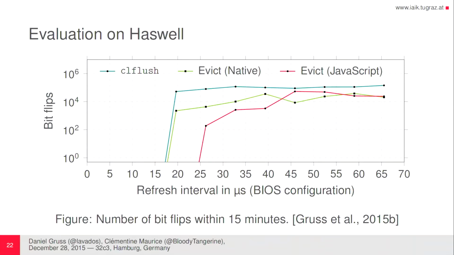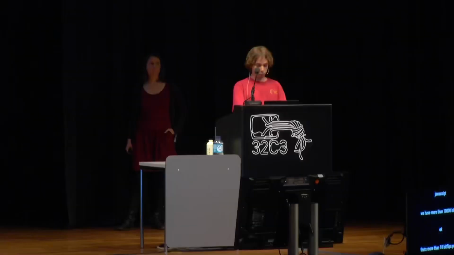You can see that in the case of eviction or CLFLUSH, and even for the higher refresh intervals for JavaScript, we have more than 10,000 bit flips. That's more than 10 bit flips per second. Okay. Depending on your machine, it will work that well or it will not work that well. That's totally up to the hardware that's in your system.